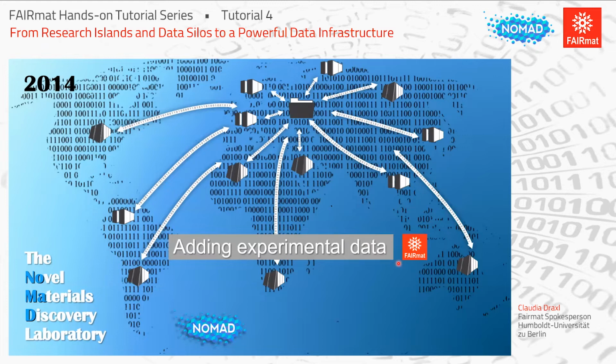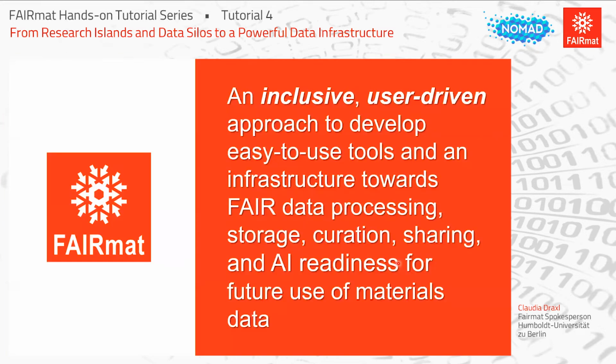So what is FAIRmat about? FAIRmat is about building easy-to-use tools and the data infrastructure. The purpose is to process data, to store them, to curate them, to share them, and to make them ready for artificial intelligence and for further use. This is a lot of work, which is summarized in a very short sentence.